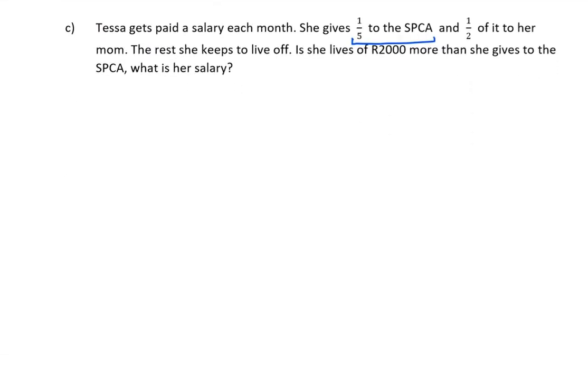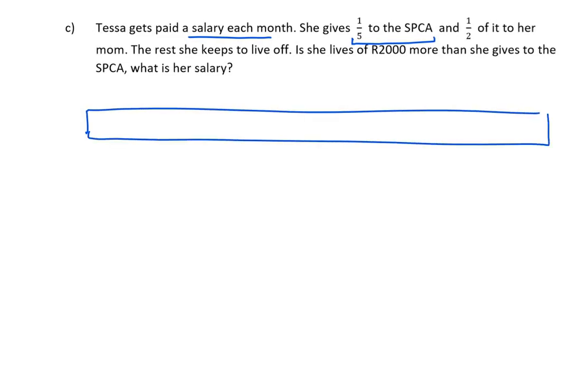This question says Tessa gets paid a salary. I don't know what salary she gets paid. So when it says she gives 1/5 to the SPCA, I can't actually work out what she gives to the SPCA because I don't know. So this is why I'm thinking a bar model might help. So let's start. I draw a whole long bar to represent her salary.